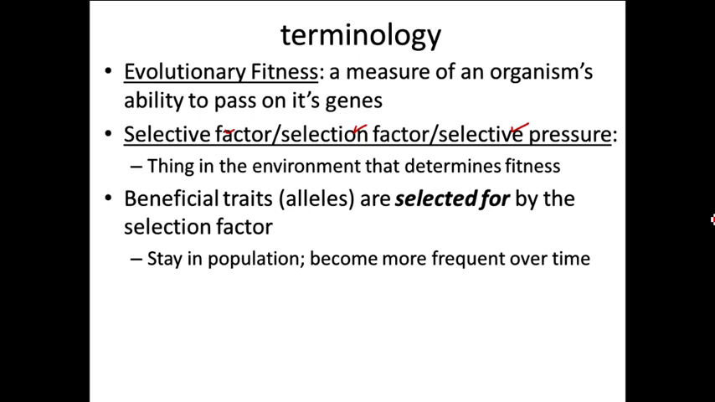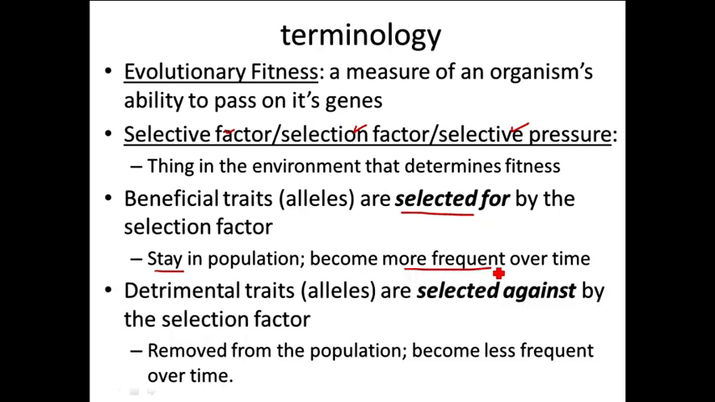And then beneficial traits or alleles, those that confer a selective advantage, are selected for by the selection factor, right? So the selection factor is going to select what traits are good and select for those and get rid of the other ones. If a trait is selected for by the selection factor, that means it stays in the population, and becomes more frequent over time.